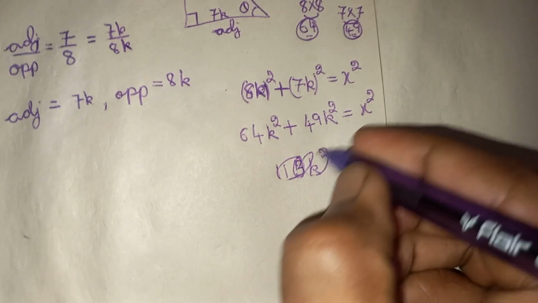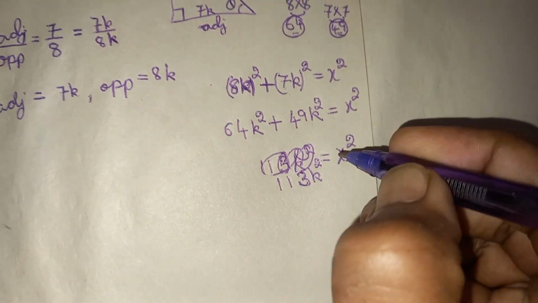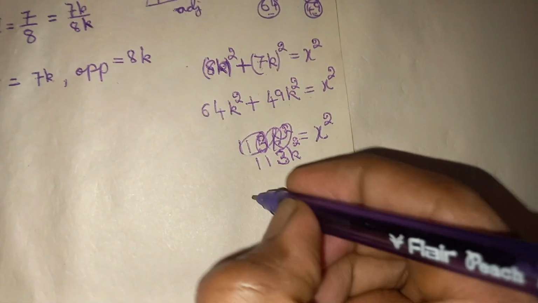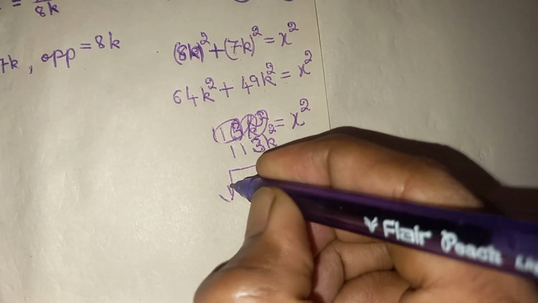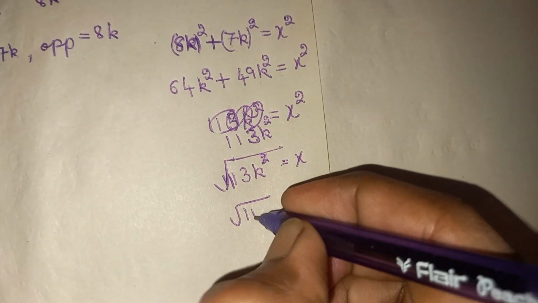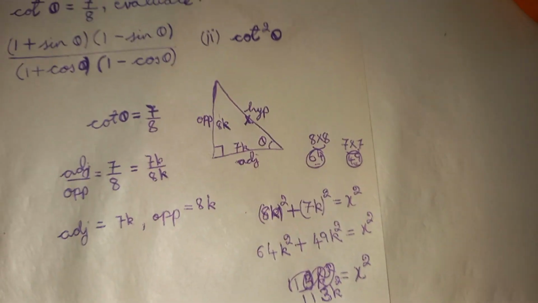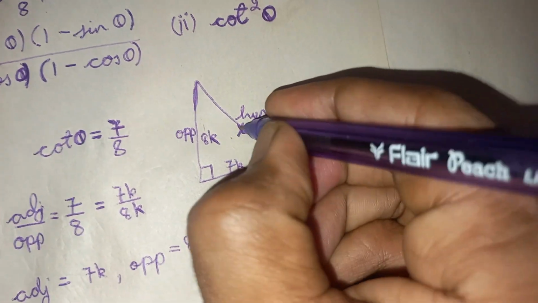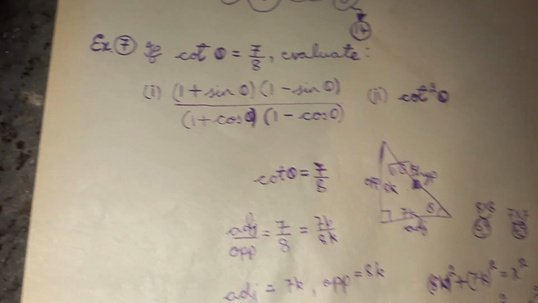This is not 115, it is 113. So 113 k square equals x square. Moving the square to the other side, root of 113 k square equals x. The k square and the root cancel out, and root 113 k remains. So the hypotenuse is not x, it is root of 113k.